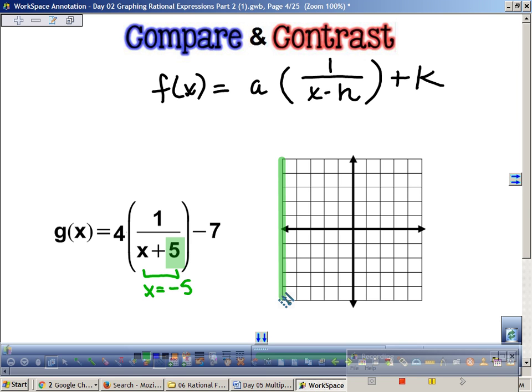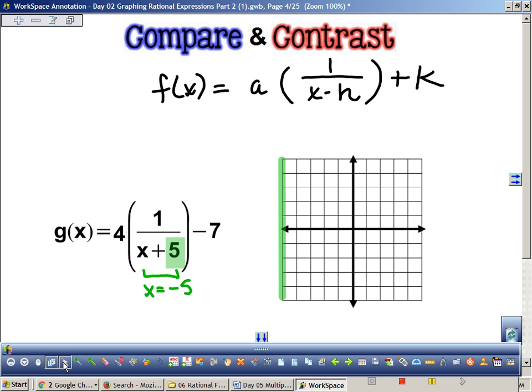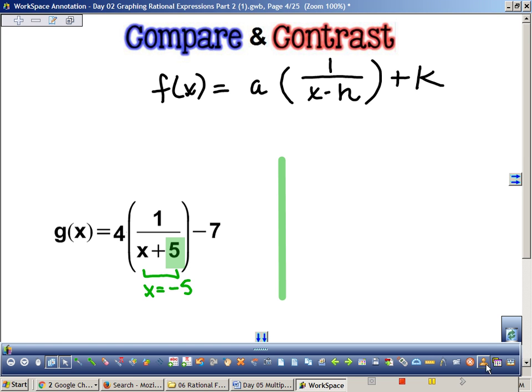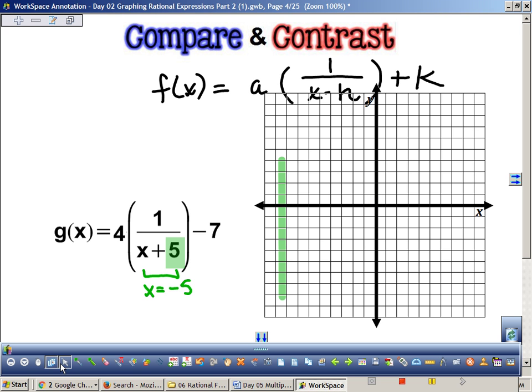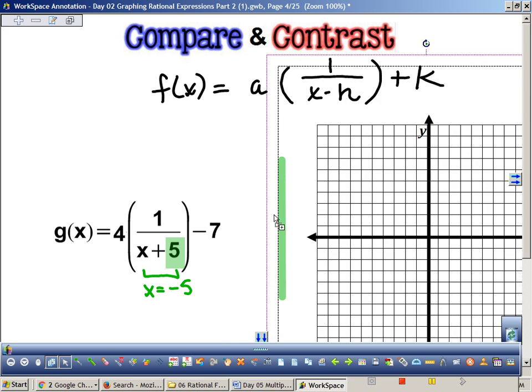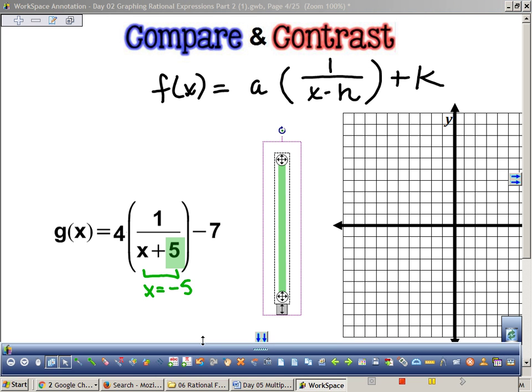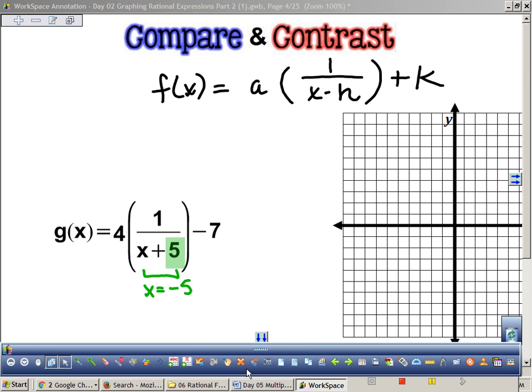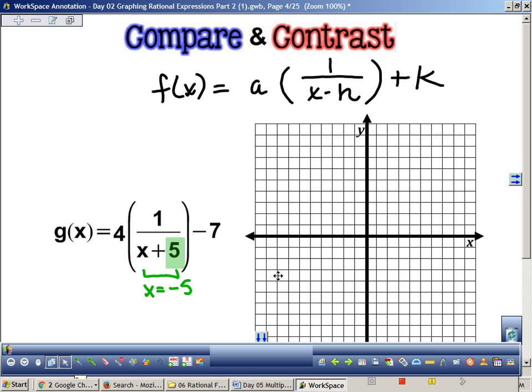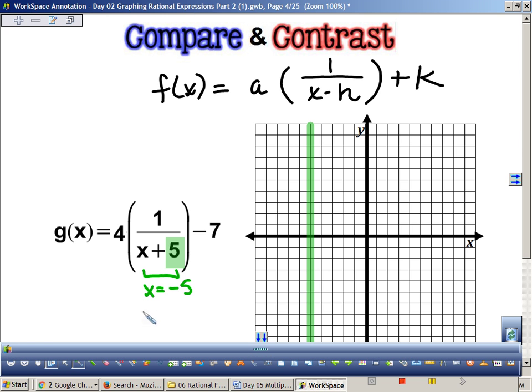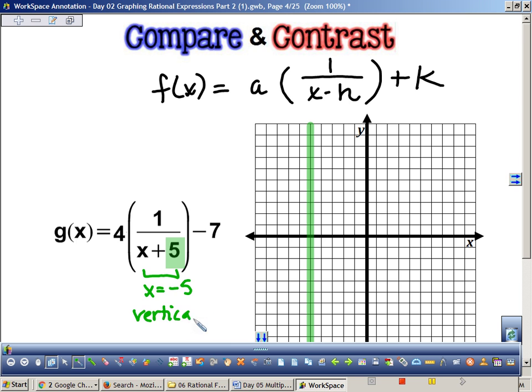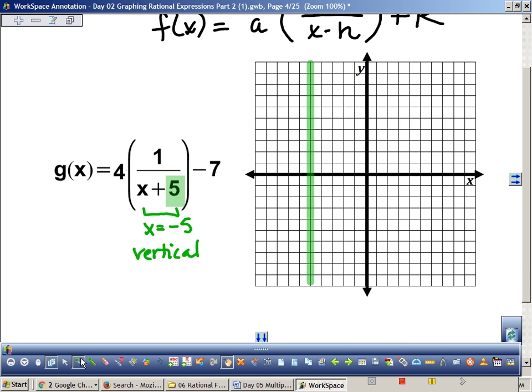I don't like this because it's off the graph. It's okay. Restart, right? Let's do this. Okay. So at -5, 1, 2, 3, 4, 5, that's going to be my vertical asymptote where x equals -5, because that would make it 0. So I'm going to write that is my vertical asymptote.